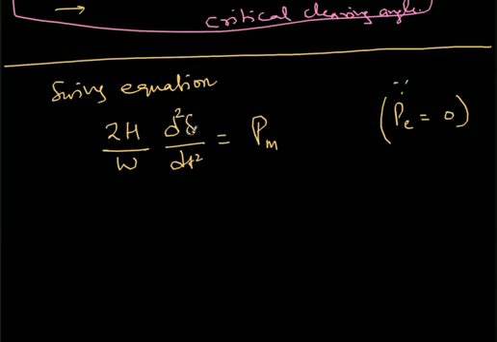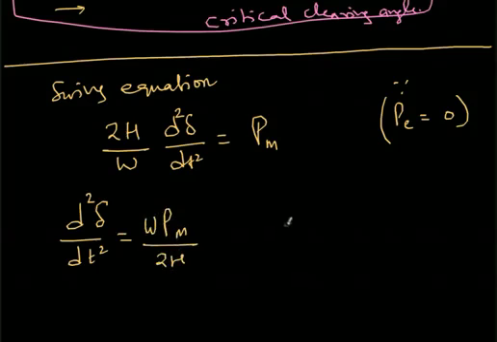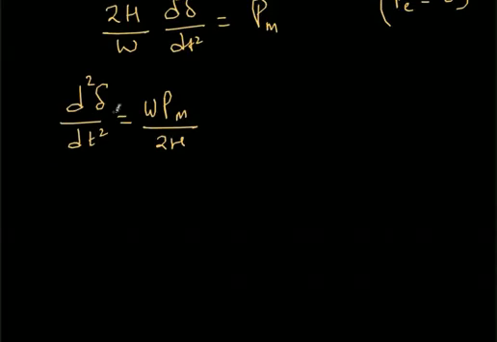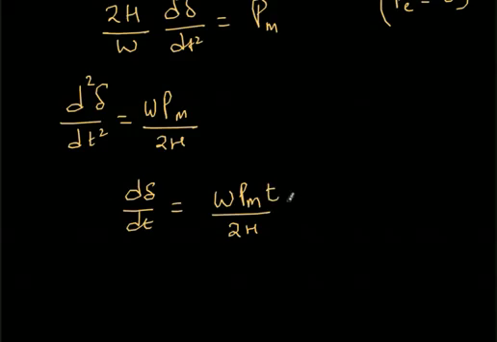From this, I want to find out, since delta C is known, at what time delta C occurs. So just do some manipulation. The second derivative of delta is nothing but omega PM by 2H. Integrating with respect to time, the second derivative becomes the first derivative, d delta by dt, and this will simply be multiplied by time. So integrating on both sides, this one.